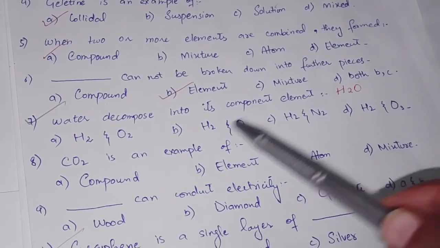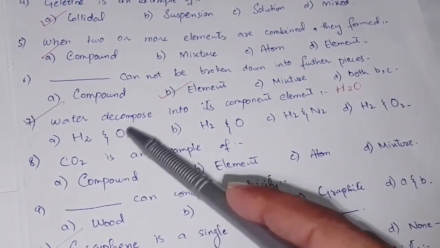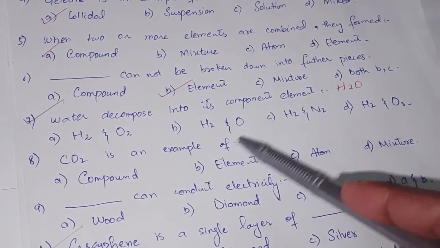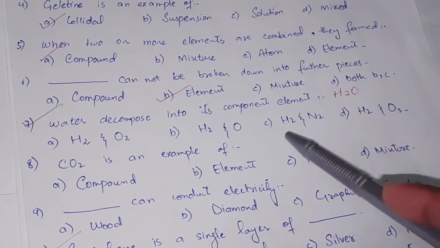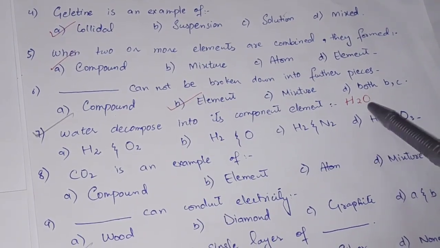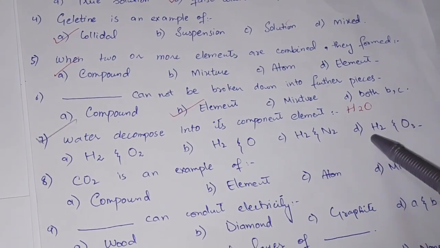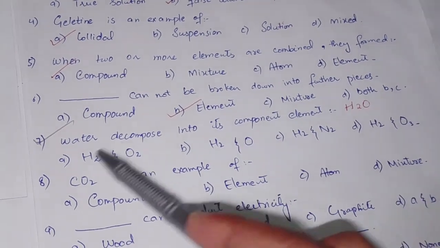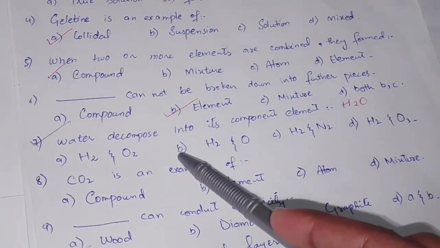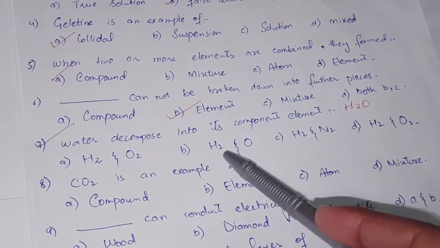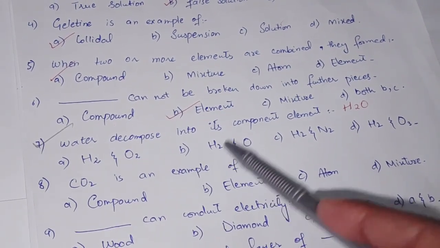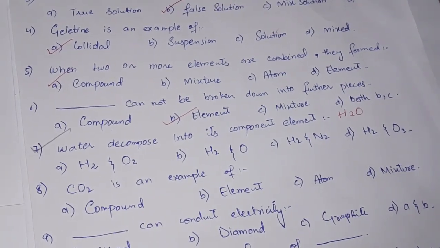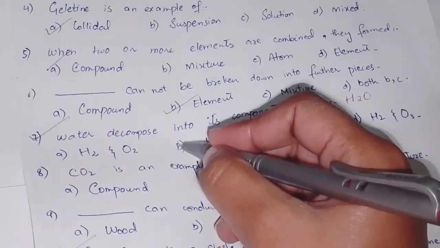So let's check out the options we have. We have hydrogen and oxygen as a whole. We have hydrogen and oxygen as a half. We have hydrogen and nitrogen, which is totally opposite to this structure. And we have hydrogen and O3, which is ozone, which is also incorrect. The correct option from all of these is option B, which is H2 and half O. There are two atoms of hydrogen and only half an atom of oxygen. So option B is the correct option.